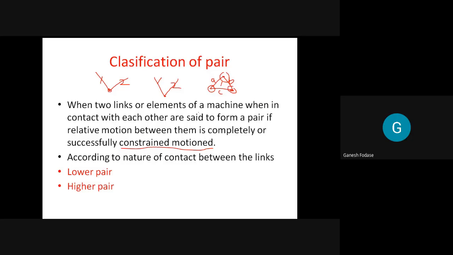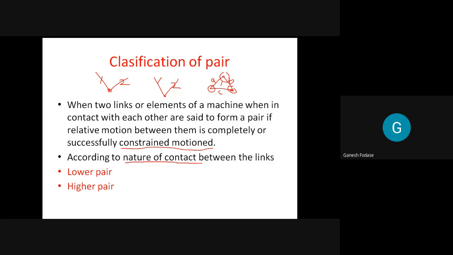Now see, last concept I will take and then we'll stop. The next one is, now I told you what is pair. If relative motion between the links is completely or successfully constrained, then I can call it a pair, or you can say kinematic pair. Now these pairs are classified depending on different parameters, but one parameter is based on nature of contact, how the two links are connected together.